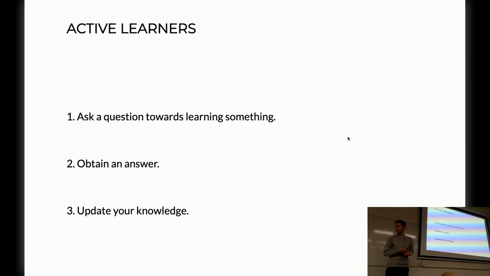So our focus is on teaching active learners. So what are active learners? I'm sure most are familiar, but in this work we assume that they repeat 3 steps. They ask some questions towards learning something, then they obtain an answer somewhere, and then they update their knowledge given that new answer. And then they repeat these.